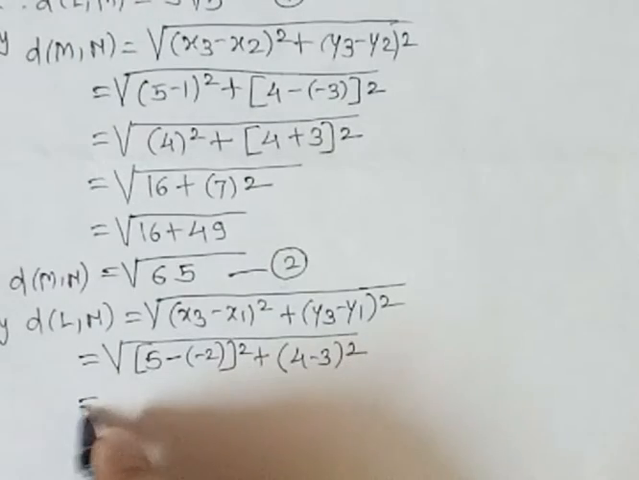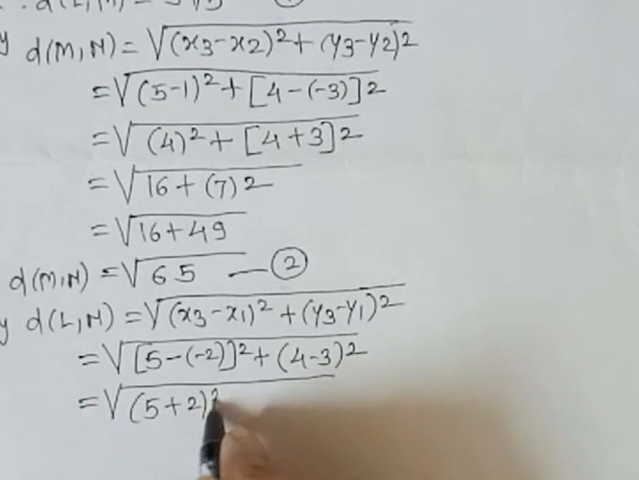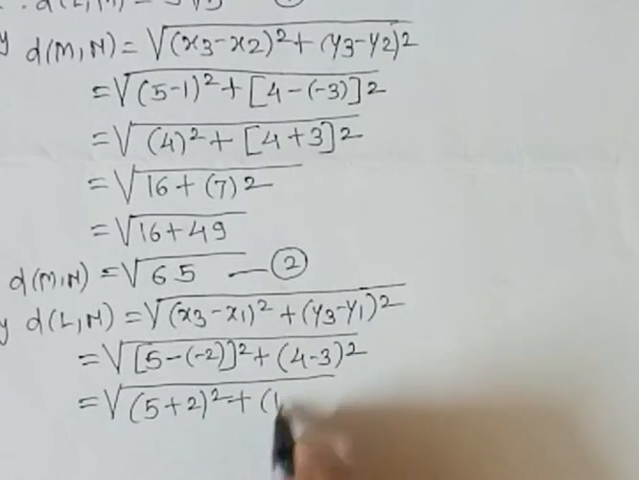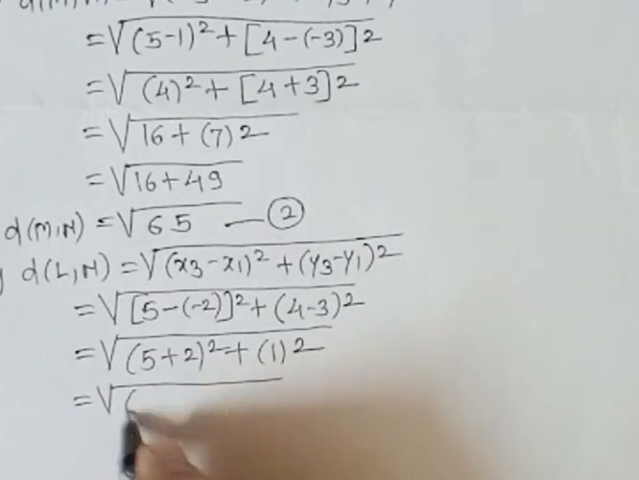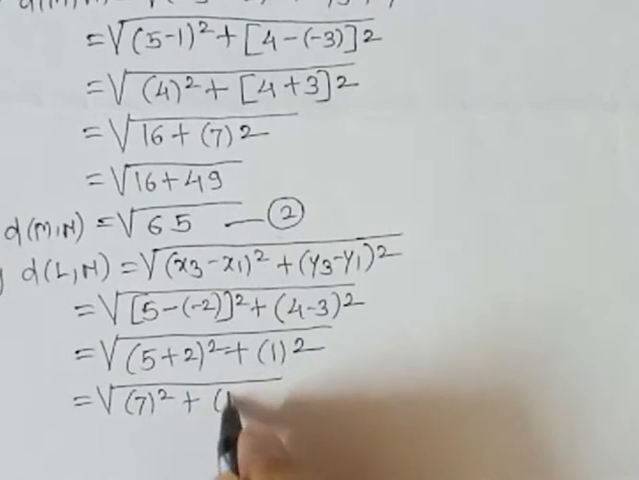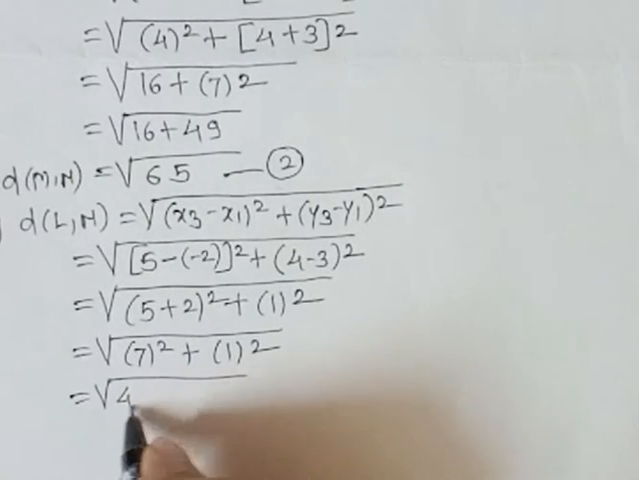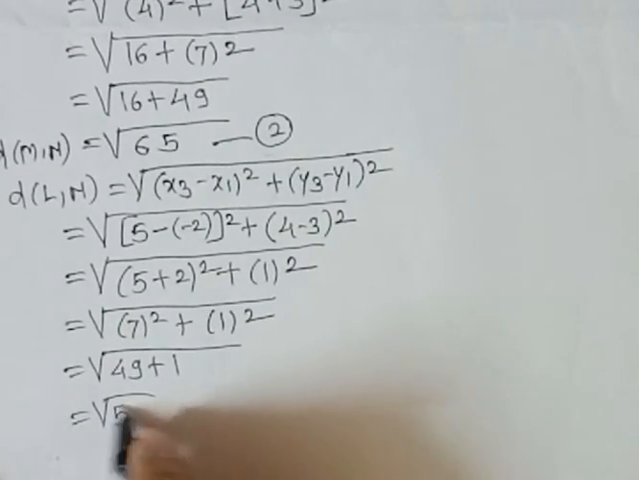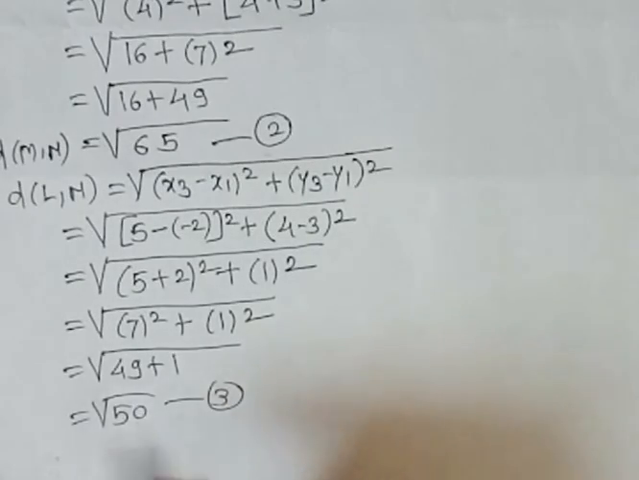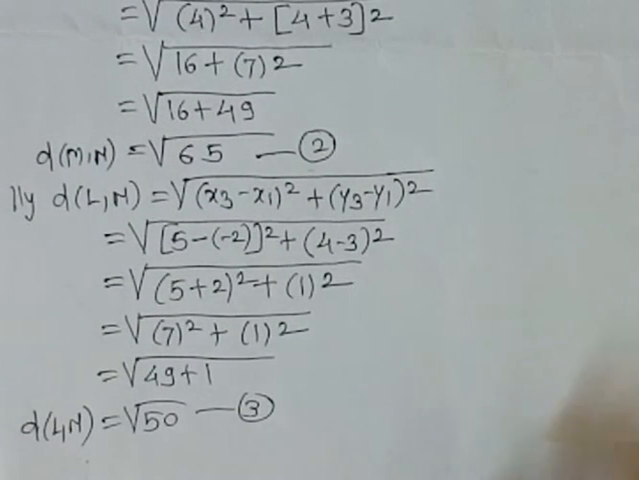This is equal to under root (5 minus minus, plus 2) to the whole square plus (4 minus 3 is 1) square. This is equal to 5 plus 2 is 7 square plus 1 square. Now 7 square is 49 plus 1 square is 1. This is equal to under root 50. This is equation number 3. That is distance LN. Okay, we have to find out distance LM, MN and LN.